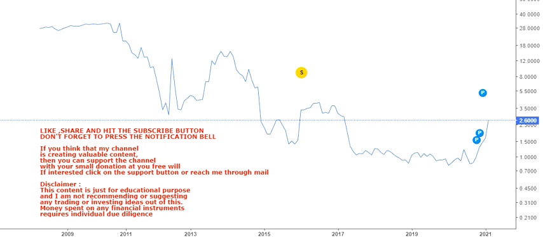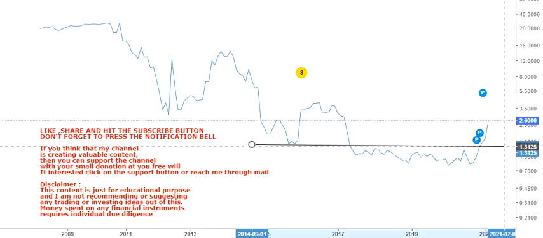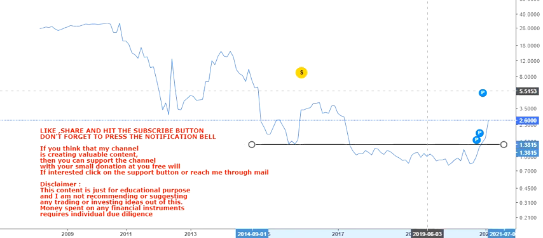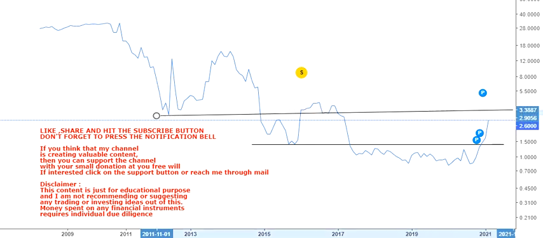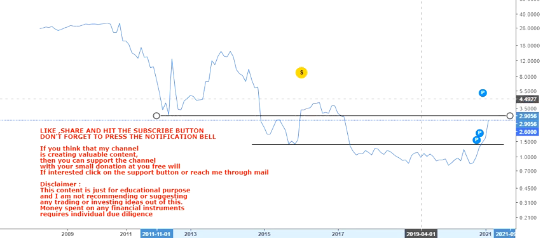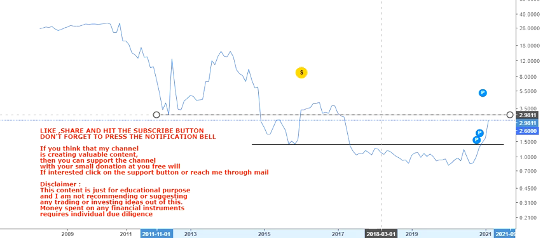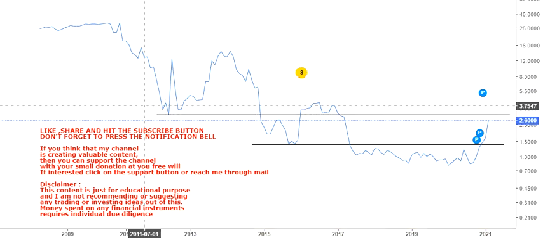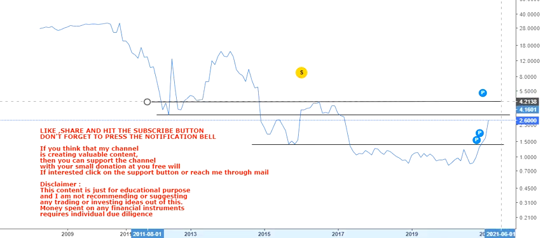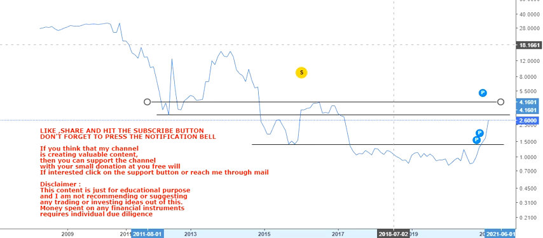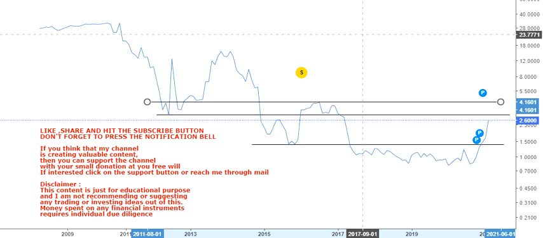Now, as you can see here, there is a momentum, or trading bounce back, whatever you may call it. It is on the upside, and there are certain levels which are very much visible. So let's discuss all of that.